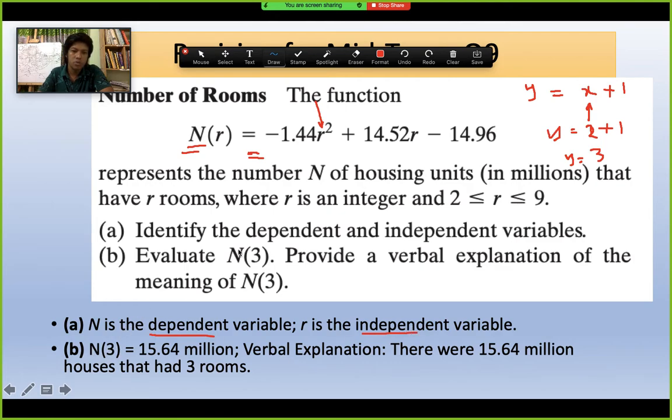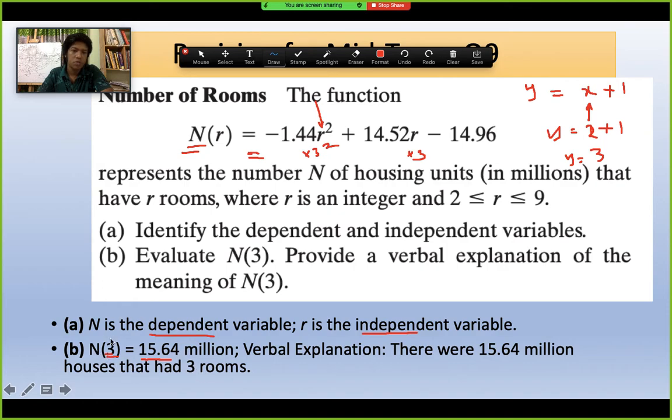Then this question is: evaluate n of 3, and provide a verbal explanation of the meaning of n of 3. So if you put r equal to 3, that will be this into 3 squared, then this into 3, and you can do it in the calculator also. Then you will get this answer, 15.64 million. And verbal explanation means, what does this mean? It means there were 15.6 million houses that had 3 rooms.